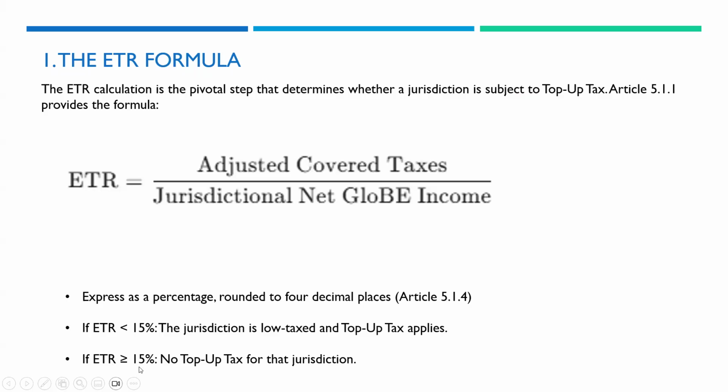And if ETR is more than or equal to 15%, then no top-up tax for that jurisdiction. It's as simple as that. Okay. Now, I told you there is jurisdictional blending.